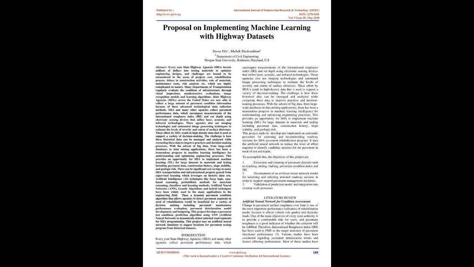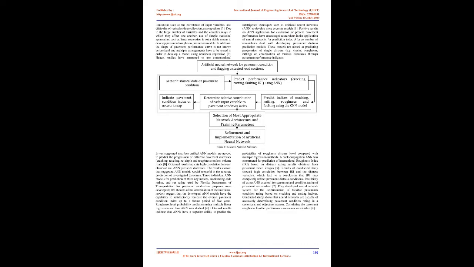Introduction. Every year state highway agencies, SHAs, and many other agencies collect pavement performance data, which encompass measurements of the International Roughness Index, IRI, and rut depth using electronic sensing devices that utilize laser, acoustic, and infrared technologies. These agencies also use imaging technologies and automated image processing techniques to estimate the levels of severity and extent of surface distresses. These efforts by SHAs result in high-density data that is used to support a variety of decision-making.